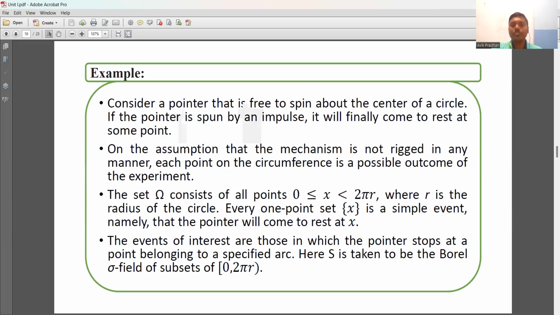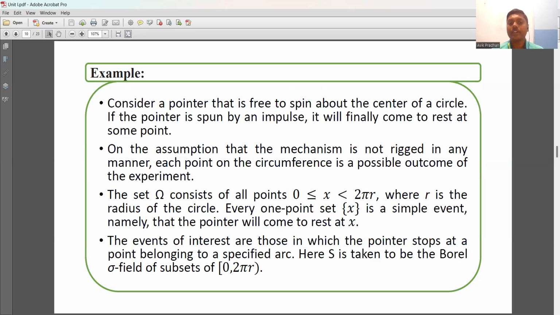Let us go for the third example. It's a bit different from the last two examples. In this example, we have considered a point which is moving or spinning around a fixed point, so the path of the point is a circle.